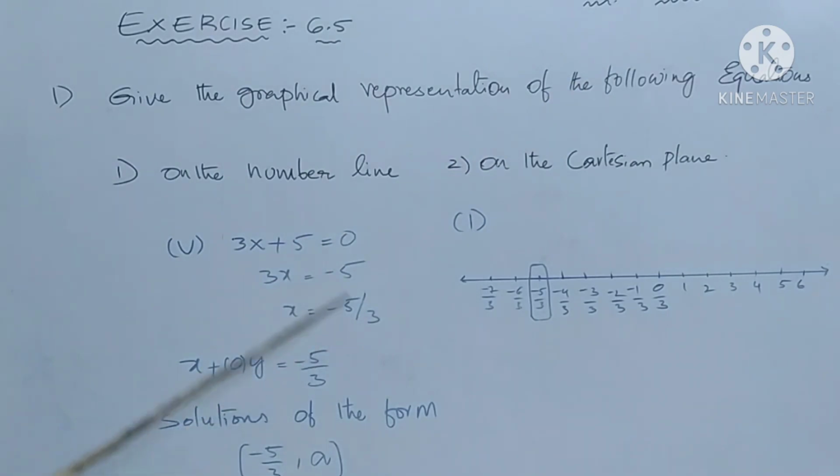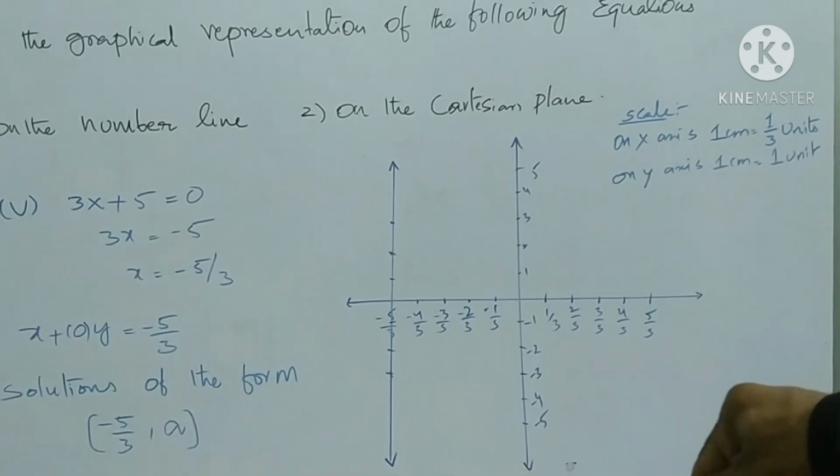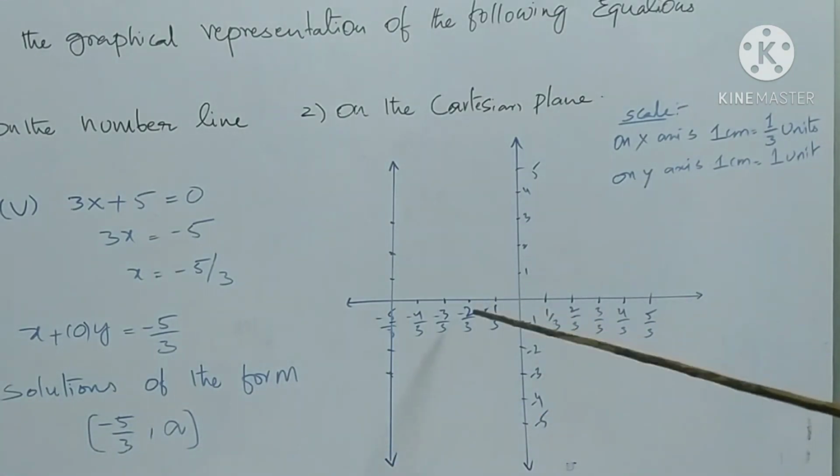So here our equation is x is equal to minus 5 by 3. The y coefficient is 0. So our equation with x, y variables becomes x plus 0 into y is equal to minus 5 by 3. So the solution of this equation is of the form minus 5 by 3 comma a. a is the y coordinate and it is a real number. For any value of y, x is always constant, that is minus 5 by 3. By using this solution, plot the graph on the Cartesian plane.